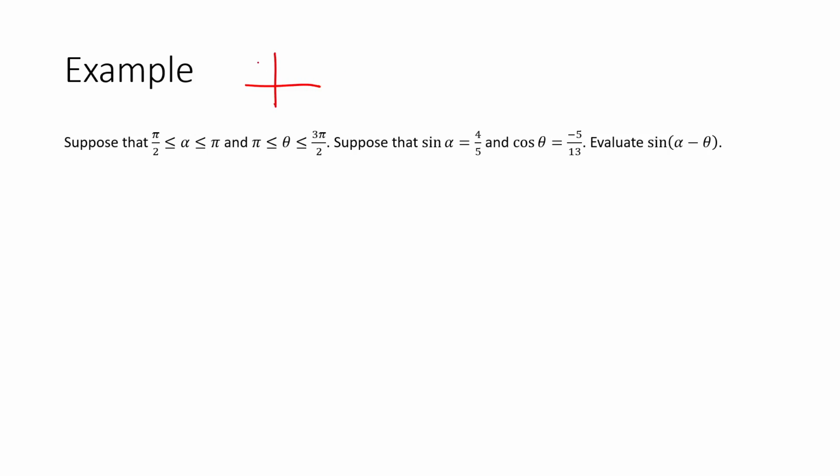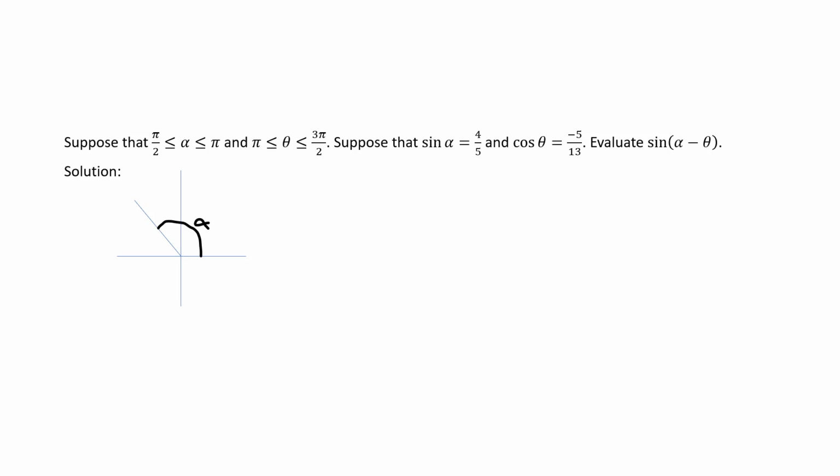In other words, we know that alpha is up here in quadrant 2, and we know that theta is down here in quadrant 3. Also, we know the sine of alpha and the cos of theta. Well, we want to know what's the sine of alpha minus theta. Okay, well, let's start with alpha.